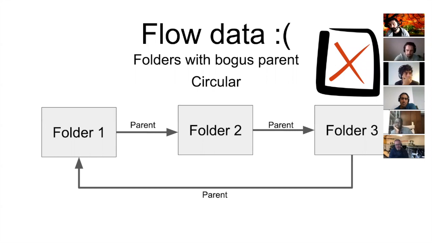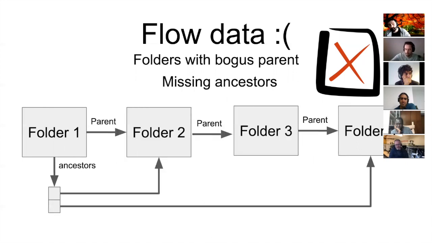Then we have the circular dependencies, yeah? Folder 1 is expected to have the parent folder 2, but it has the parent folder 3, and folder 3 for some reason has folder 1 as the parent. Yeah, well, this is obviously wrong. Yeah, so this is the other one.